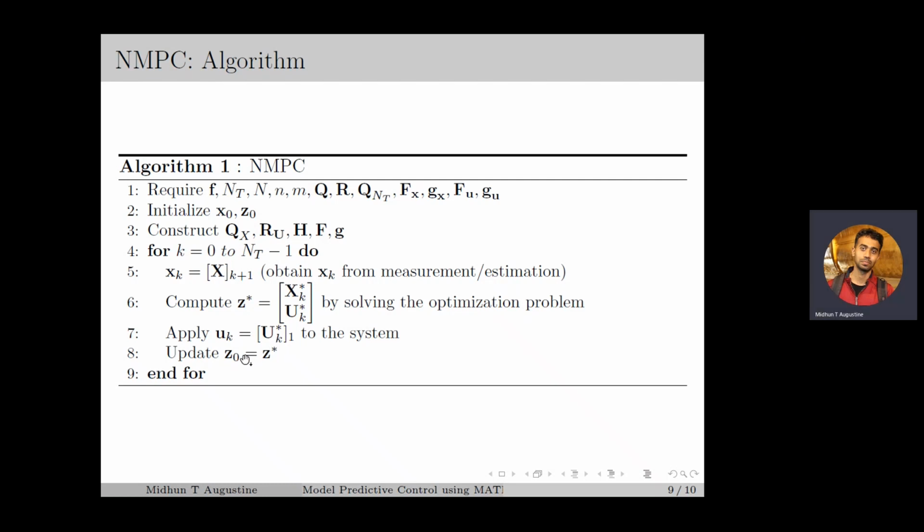For NMPC, the optimization problem will be a nonlinear programming problem, which needs to be solved online at each time instant. Therefore, we have to use some efficient numerical optimization algorithms with fast convergence for solving this optimization problem.